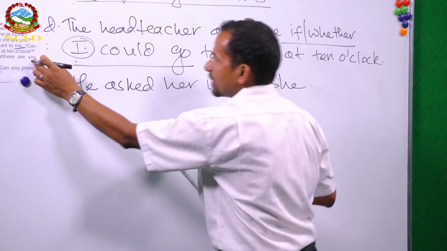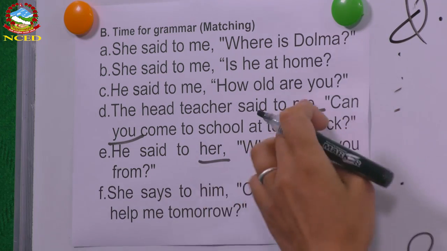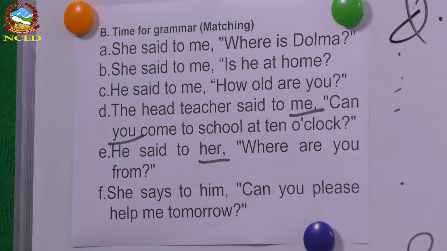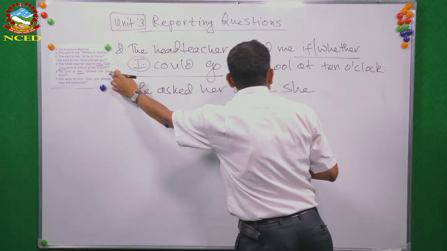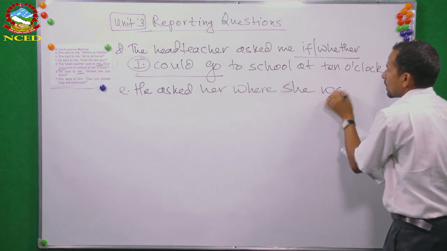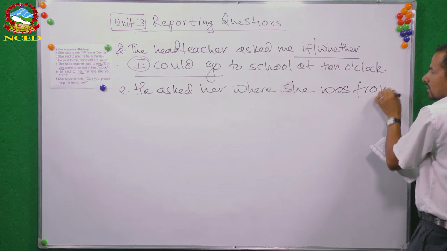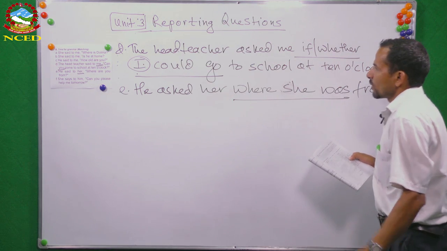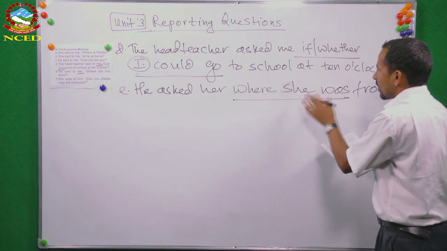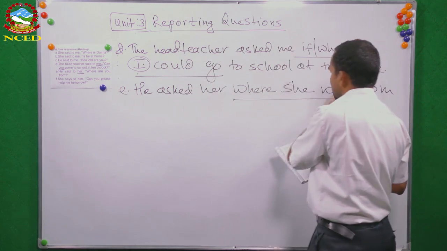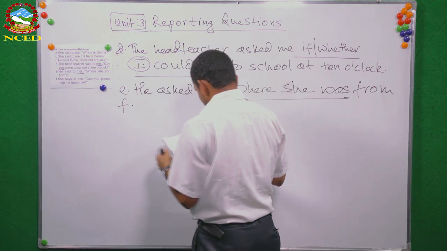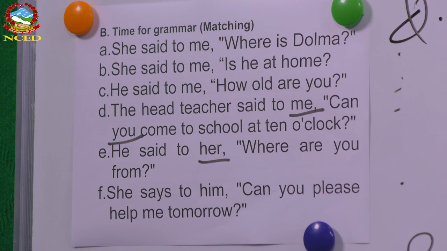So we have changed you into she. Earlier the object was me, so we changed you into I. He asked her where she, then were is used with you, but with she we use was, where she was from. The change is just this, where she was from. Where are you from? The indirect speech of that question in that context is where she was from. Now the last one, number F. So this answer, he asked her where she was from, is given in the first line of column B. You can just find it in your textbook as well.